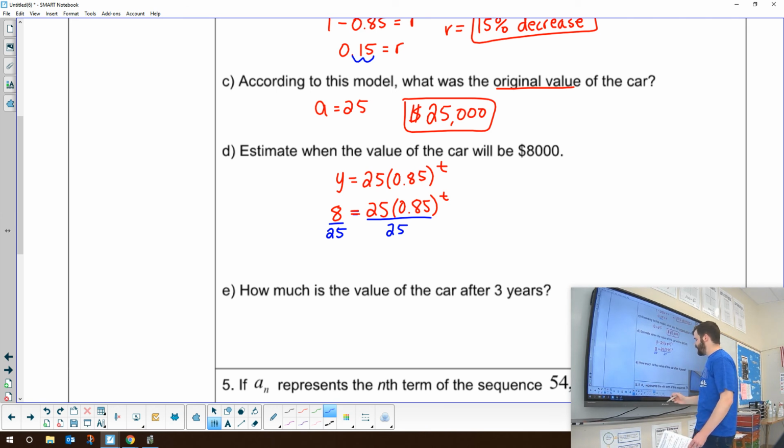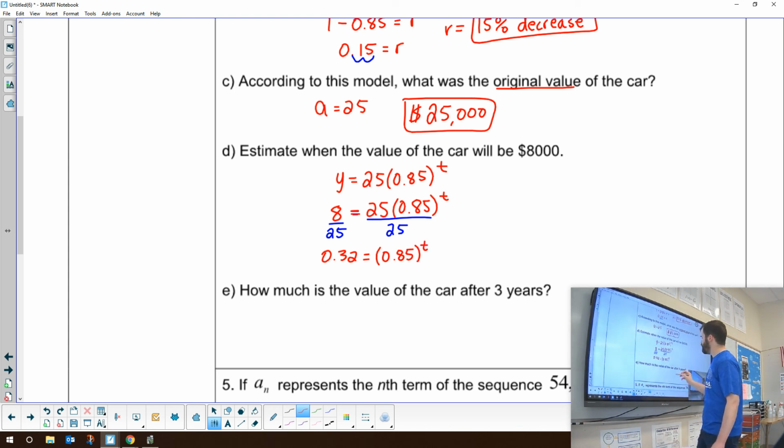So we're going to divide both sides by 25. We're going to get 8 divided by 25 is 0.32. You can leave it as a fraction or you can write it as a decimal. So we're going to have 0.32 equals 0.85 to the power of t. And then I'm going to rewrite this as a logarithm.